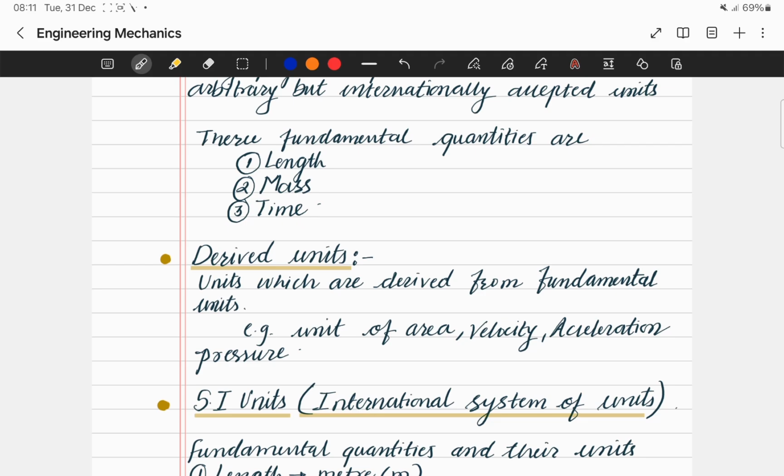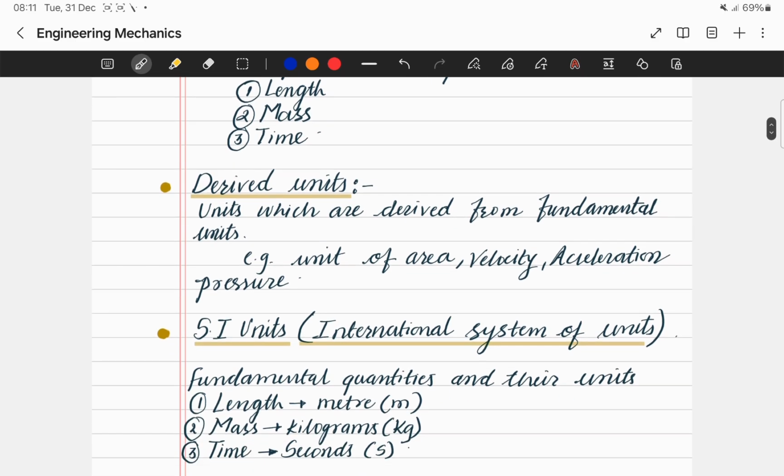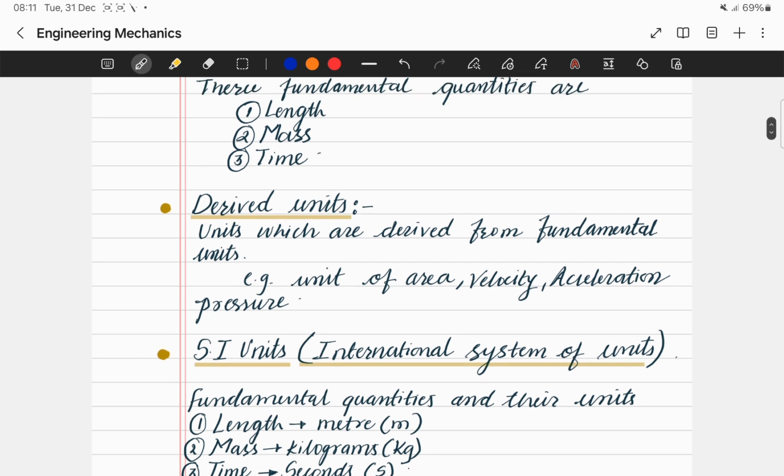Okay, so if we multiply these two lengths, we get the area of that square. So it is nothing but a derived quantity. For the unit of area, two lengths are involved. If we consider velocity, then length and time are involved, so it is again a derived quantity.